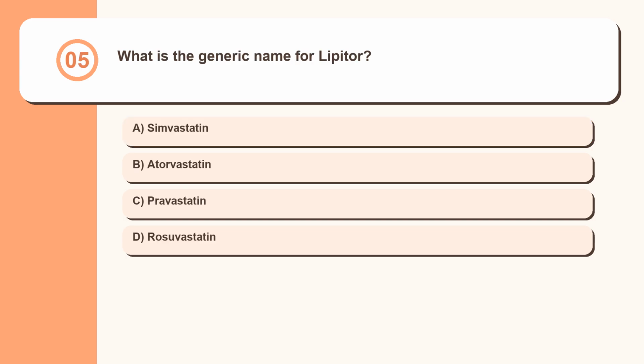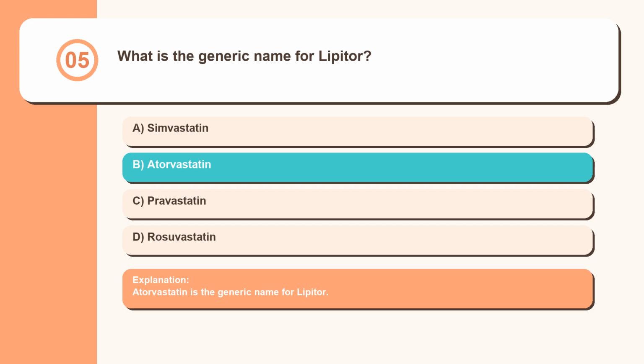Question 5. What is the generic name for Lipitor? Simvastatin, atorvastatin, pravastatin, rosuvastatin. Atorvastatin is the generic name for Lipitor.